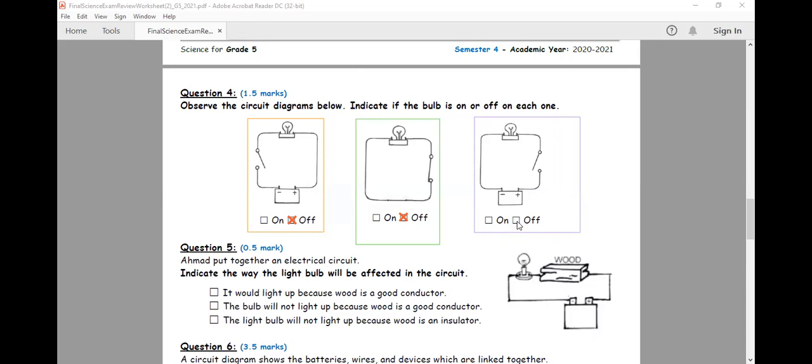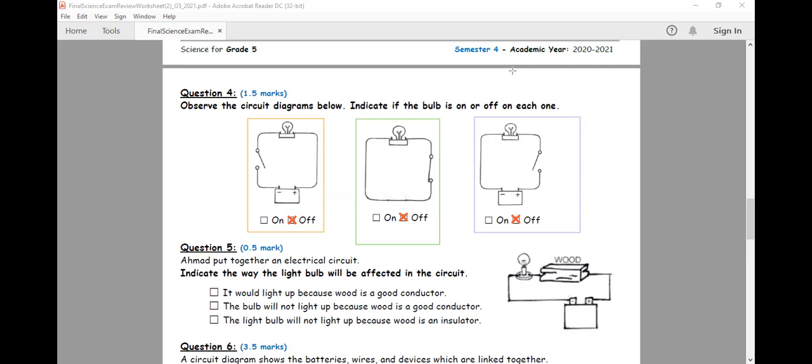How will you turn the light bulb on? Because the switch was open, what should you do? You have to close it. Put the switch closed. You have to make it a closed circuit. Close the switch and add battery. That's right. We can add battery in the second one and close the switches in the first and last circuits.